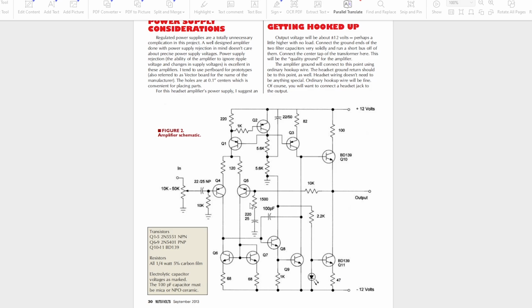So I'm not going to talk too much about it. It's a pretty conventional design. We've got a long tail pair, current mirror, current sources, a current source for the VAS, and he's using 2N5551 NPN transistors and 2N5401 PNP. I don't have either of those transistors, so for this low power, low current application, I can substitute these easily out for BC547 and 557 respectively. The only thing that this may cause is it may affect the overall total harmonic distortion figures of the circuit.